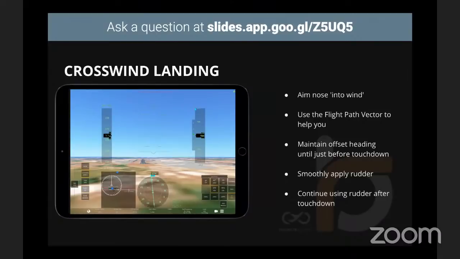In strong crosswinds, however, you may need to simultaneously lower the into-wind wing to maintain the centerline until touchdown. So if the wind is coming from your right, tilt your device very slightly to the right. After touchdown, the work doesn't stop. Continue to use the rudder to maintain the runway centerline until you've slowed to a controlled speed where it is no longer required. And that's everything from me for the moment, so back to you, Jason.